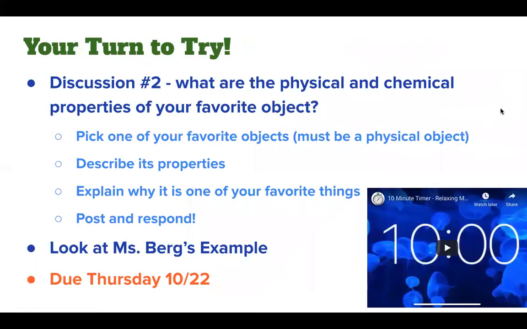Now it's your turn to try. So we're going to do discussion number 2. This is in today's folder. You're going to answer, what are physical and chemical properties of your favorite object? You're going to pick one of your favorite objects. It must be physical. So you can't do video games, can't do music, can't do movies. It has to be something that you could physically touch or hold. You're going to describe its properties and explain why it's one of your favorite things.